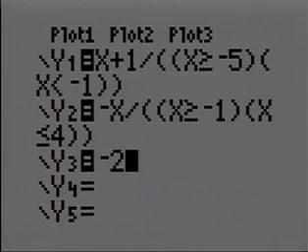Now, in part E, we were asked to find the values for x for which f of x is equal to -2. And I can also answer this question using my graphing calculator. What I'm going to do is graph the horizontal line y equal -2 along with the graph of f of x. And this is what it looks like.